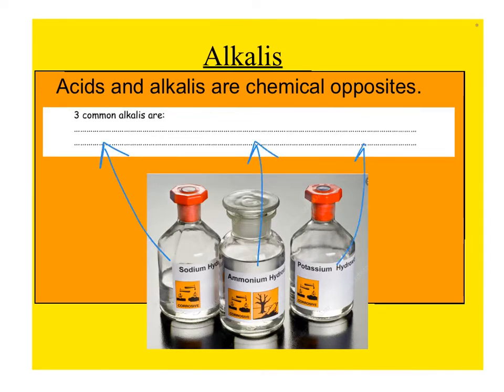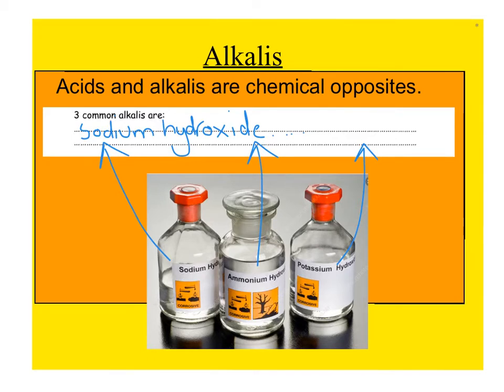So the first one, it will be quite hard to see the name, is sodium hydroxide. Then we have got ammonium hydroxide, and as you can see, potassium hydroxide. And if you notice, all the names end in hydroxide, and that is true for lots of alkalis.